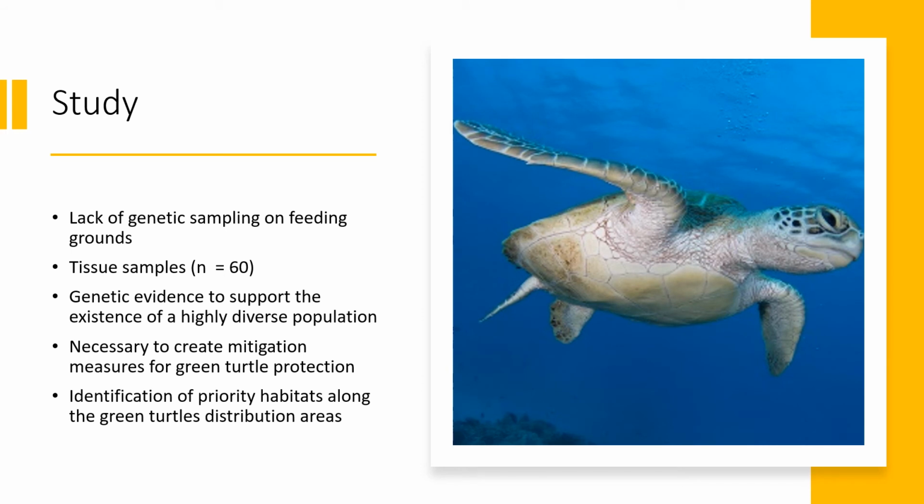And another study found that there was a lack of genetic sampling on feeding grounds, and so this was causing a lack of knowledge on juvenile green turtles. And so they took tissue samples, and the evidence did support that there is still a high level of diversity within the population. However, it's going to be necessary to create mitigation measures in order to protect these turtles, and also just realizing which habitats are priorities and hold the most genetic diversity versus habitats that don't hold as much, and making sure that we're preserving those priority habitats.